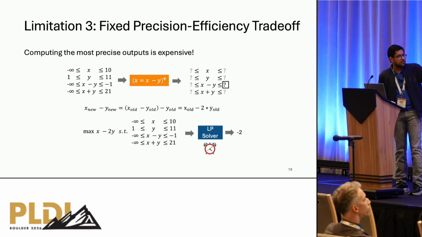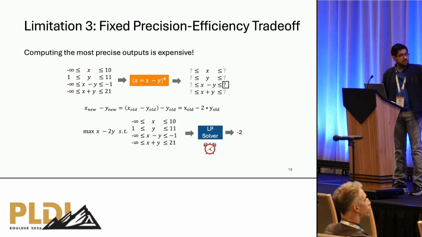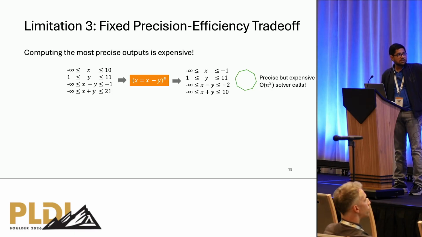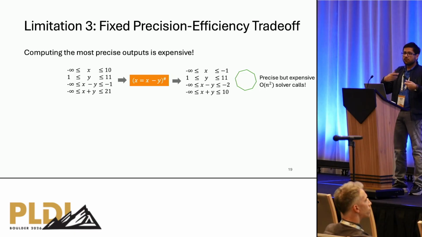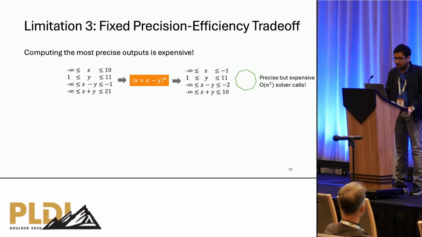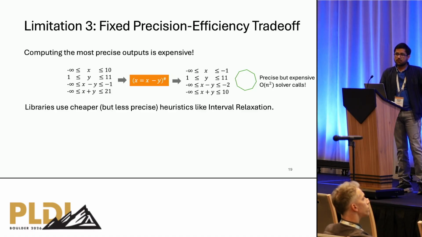So this task requires calling this LP solver to get this bound, and of course the LP solver takes time to compute. And we have to do a similar time-consuming task for 8 bounds here, and in general for octagons you need these O(n square) LP calls for getting the most precise output. So current libraries do not do this, but they instead fall back to these cheaper and less precise heuristics.